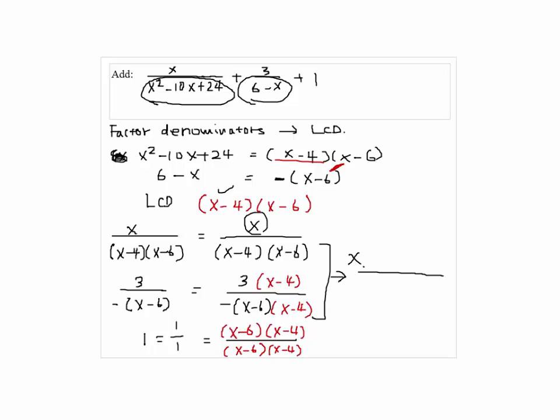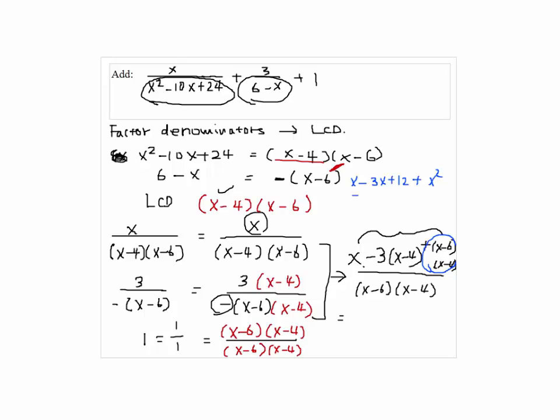So we have x minus 3 times x minus 4 plus x minus 6 times x minus 4 over x minus 6 times x minus 4. So let's clean the numerator. x minus 3x plus 12 plus, by foiling, we get x squared minus 10x plus 24. So we have x squared, and by combining like terms, we have negative 12x and plus 36. And we can still factor this trinomial as x minus 6 squared.